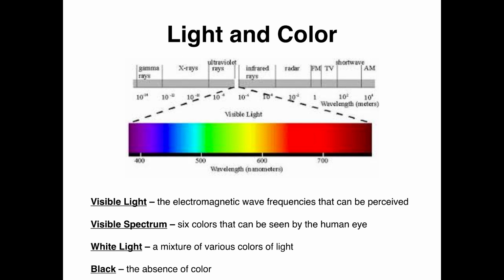So visible light is the part of the electromagnetic spectrum that can be seen or perceived, and the visible spectrum are the 6 colors that can be discerned by the human eye. And on one end you have the blue, purple blue end, the yellow orange in the middle, and then the red on the right side. The three primary colors being blue, yellow, and red, and everything else being a combination of those three primary colors. White light, as we see it, is a mixture of various colors, and black, anything that's black, is the absence of color.